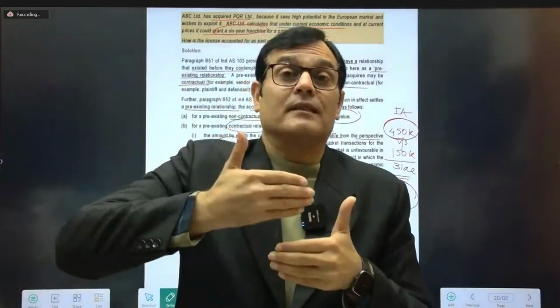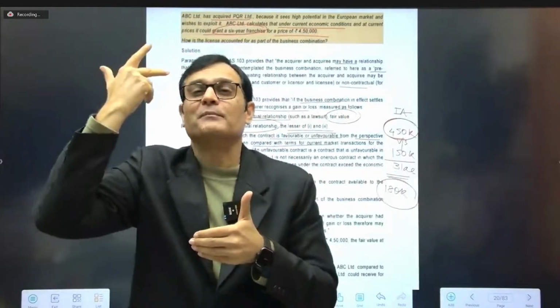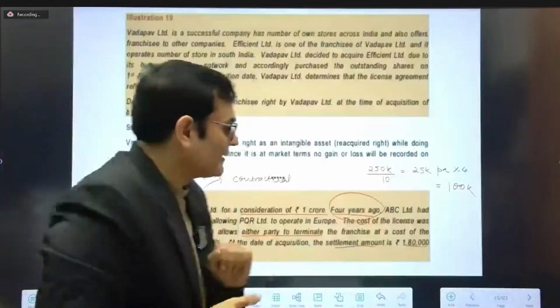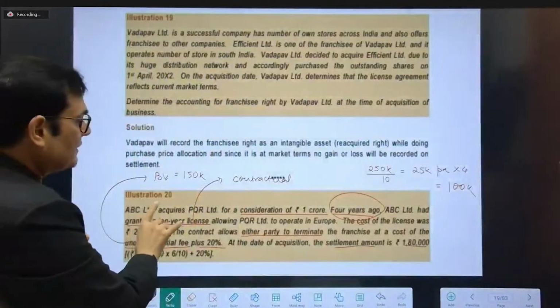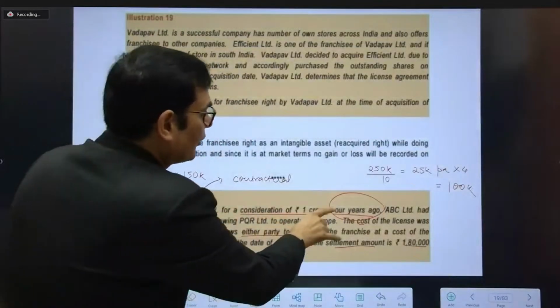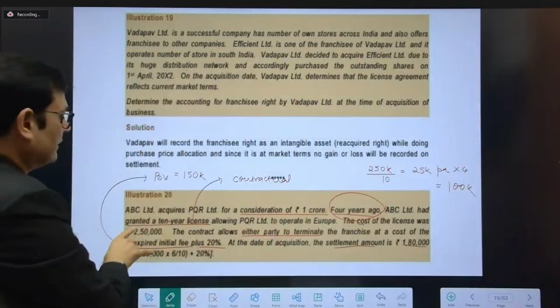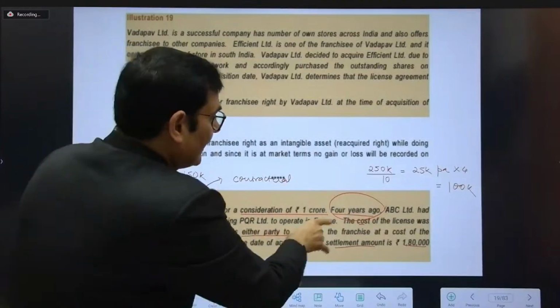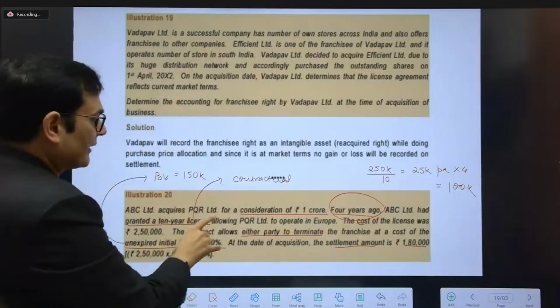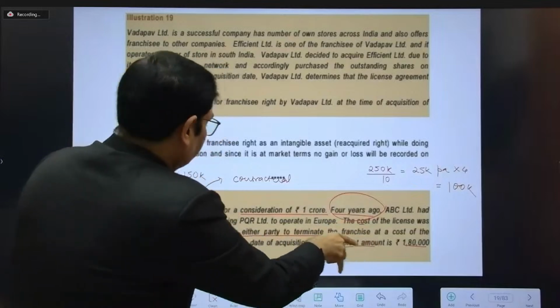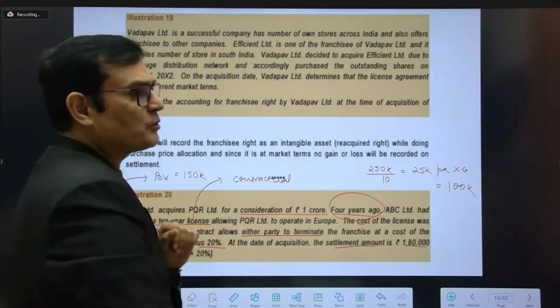You see, as a company ABC, you gave a right to company PQR. You're telling him, boss, give the right back to me. So you need to terminate the agreement and pay him compensation. ABC acquires a company PQR 4 years back. ABC granted him a license. And it says that the contract can be cancelled or terminated by either party by paying a book value plus 20%.